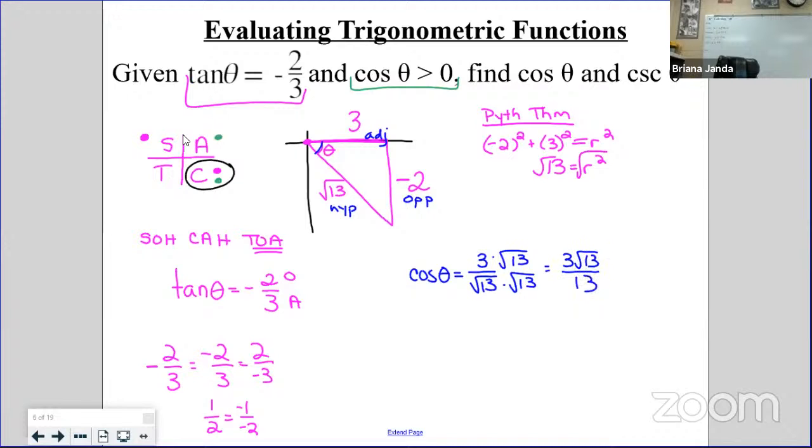And they asked you for the cosecant. Cosecant being the reciprocal of sine. So I'll do my hypotenuse over opposite. Hypotenuse is the square root of 13, opposite is -2. I don't really care where you put the negative as long as there's one of them in there. You can sit out front of the fraction or on the 2, it doesn't matter to me. What questions do you have for me so far?